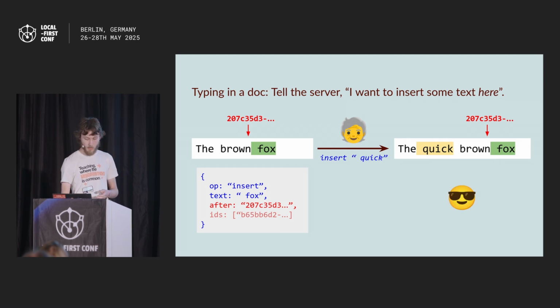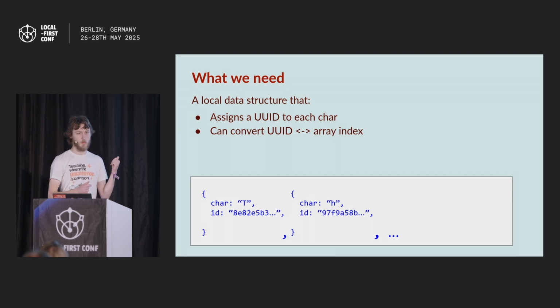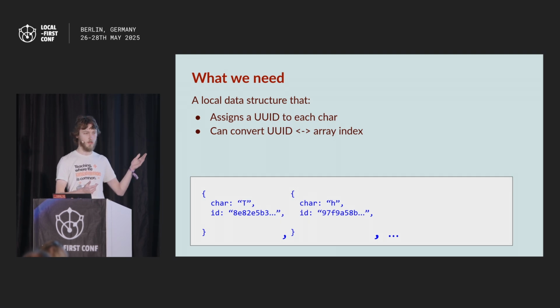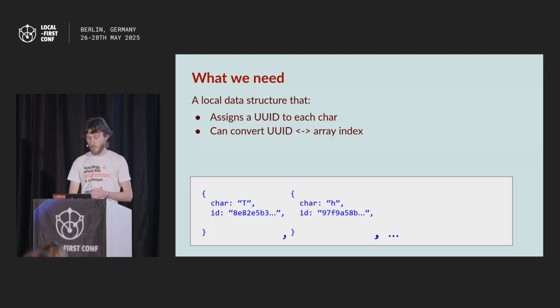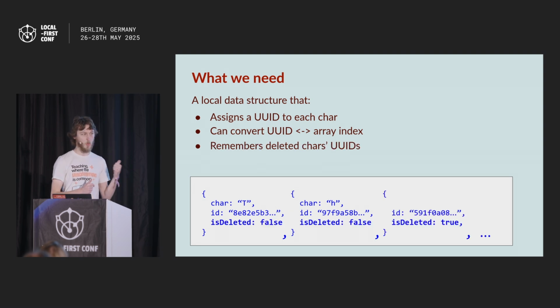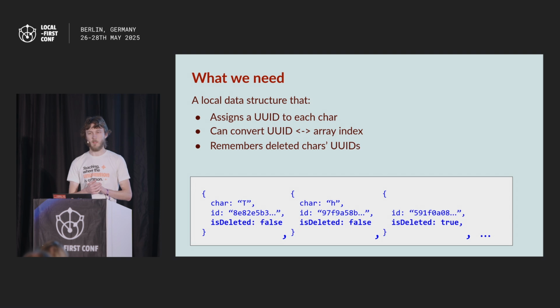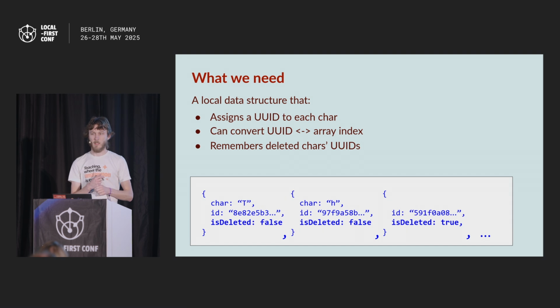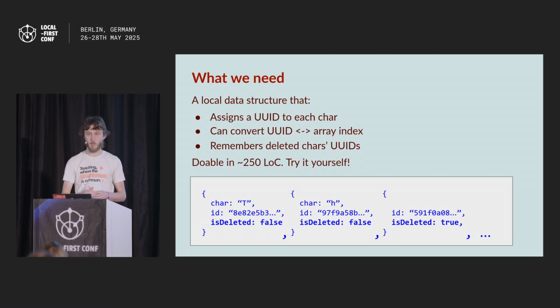OK, so what do we need to make this work? Well, we need a way to store these UUIDs for each character. This can be as simple as just an array of pairs, character, comma, UUID, except that actually we should also remember the old characters' UUIDs. Even if a character is deleted, we want to make sure that if I send an operation that inserts after ID 591, et cetera, and the server's deleted that character by the time my operation gets there, we still know where it belongs. So we'll remember these with, you might have heard it called a tombstone in the CRDT literature. That's really all we need.